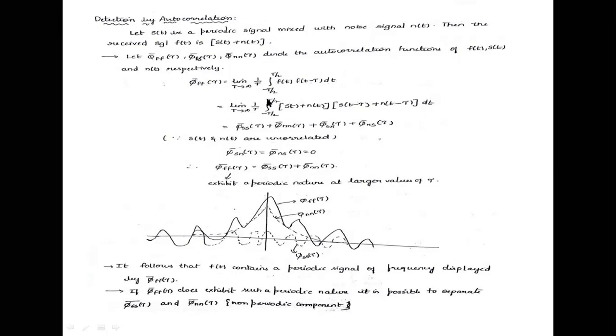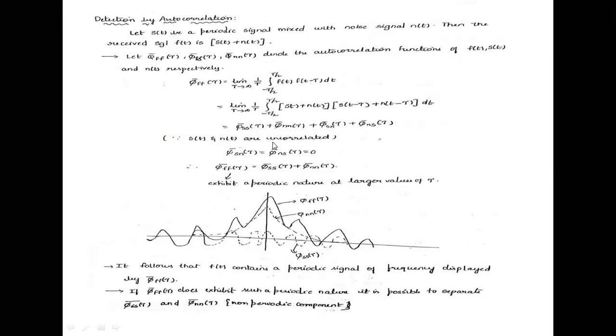Now expand this function, the integral from -T/2 to T/2. s(t) with s(t - τ) is the autocorrelation function of ss, s(t) and n(t) is the autocorrelation function of sn of τ, n(t) and s(t) is the autocorrelation function of ns, and n with n is the autocorrelation function of nn. So we got all four terms: s with the two functions, ss and sn, and n with the two functions, ns and nn.